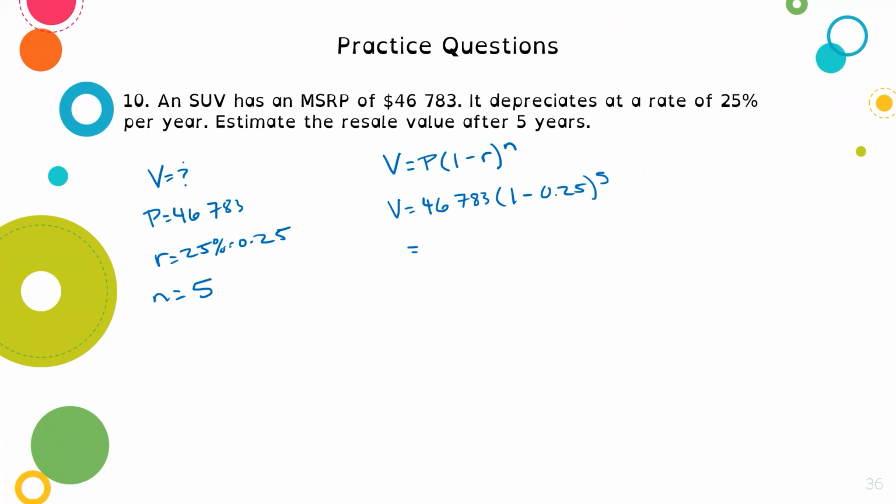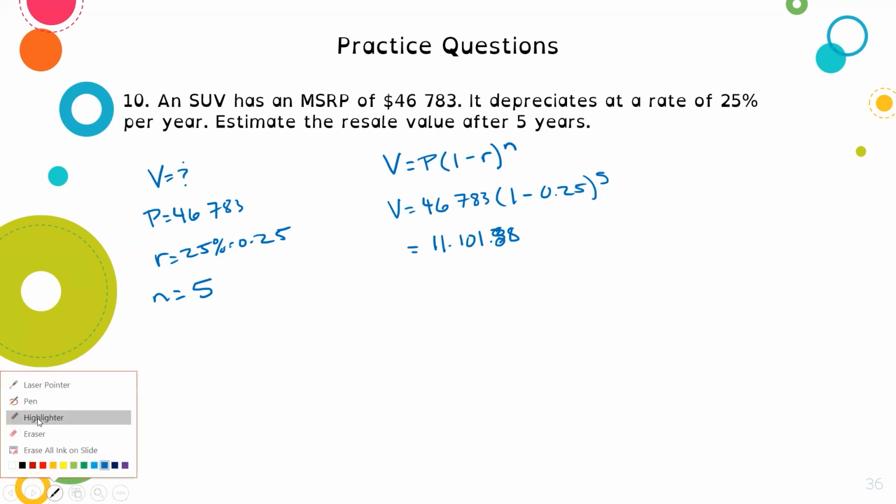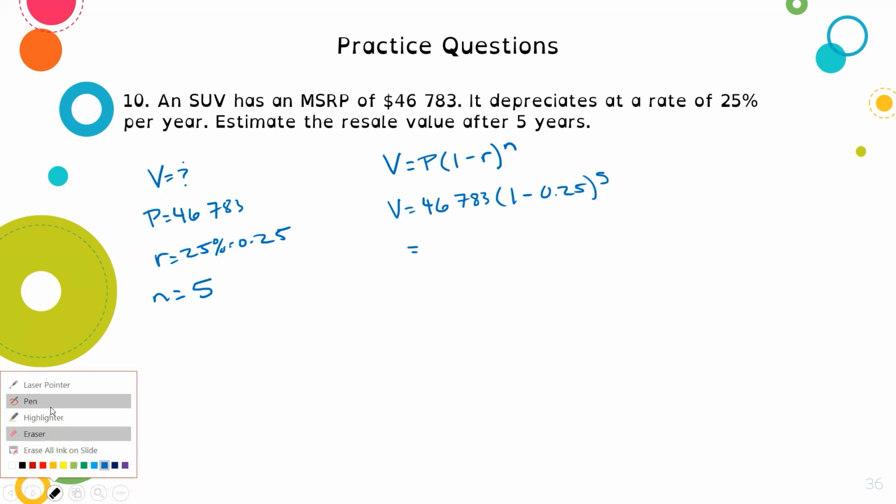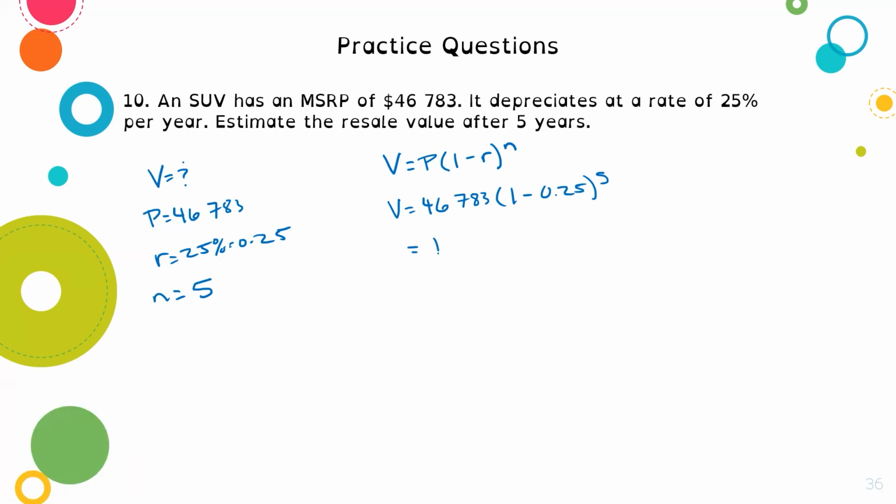$11,101.83. Sorry, I just wrote that badly. Try that again. $11,101.83 is the resale value after 5 years.